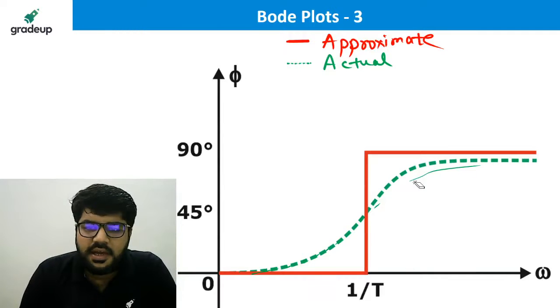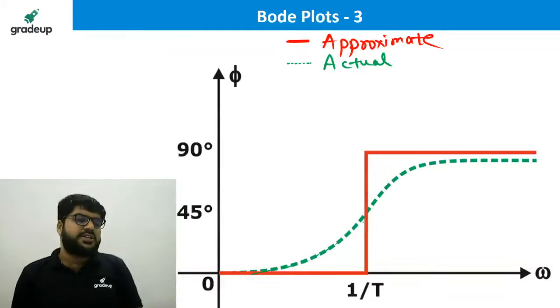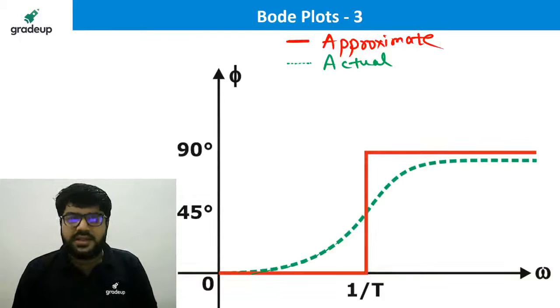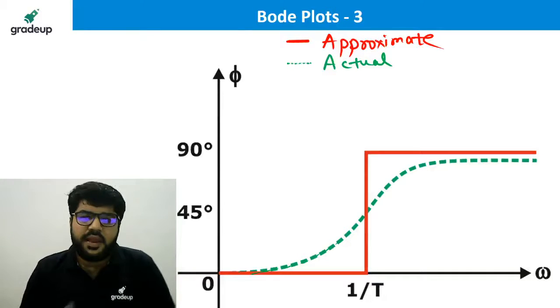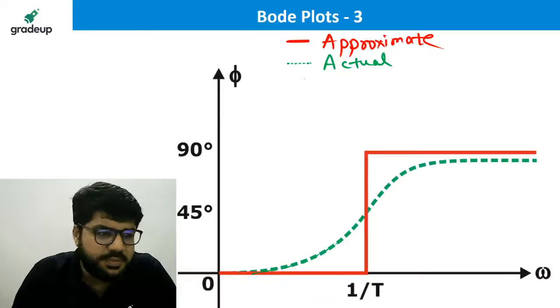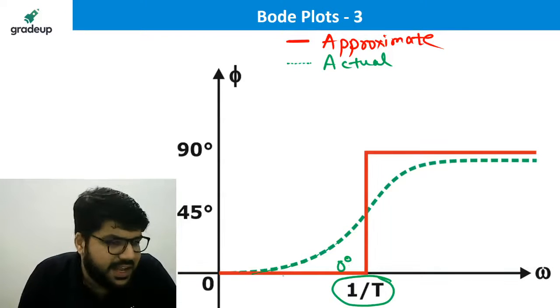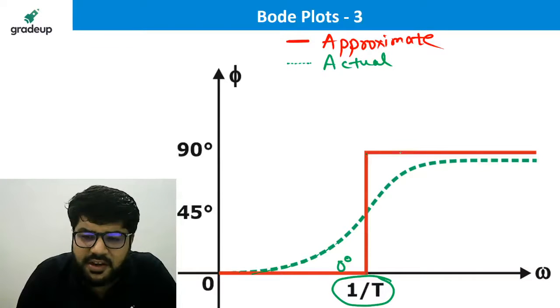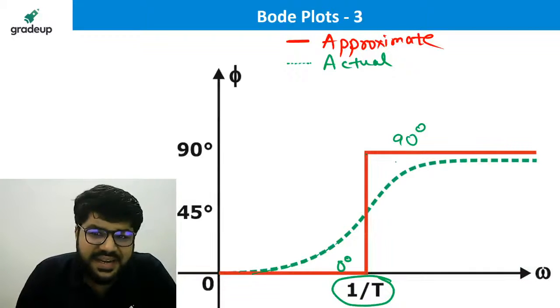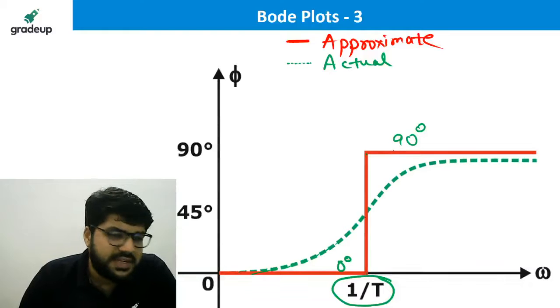Now, this first approximation rule is not usually followed. There are two big problems with this. As you are able to see, before the corner frequency, the phase is entirely taken as 0, and just after the corner frequency, the phase is taken as 90 degrees.